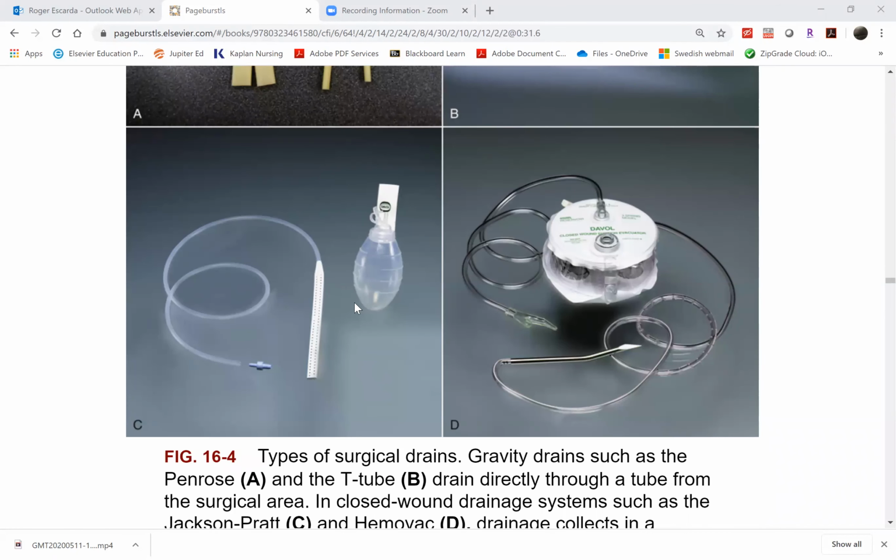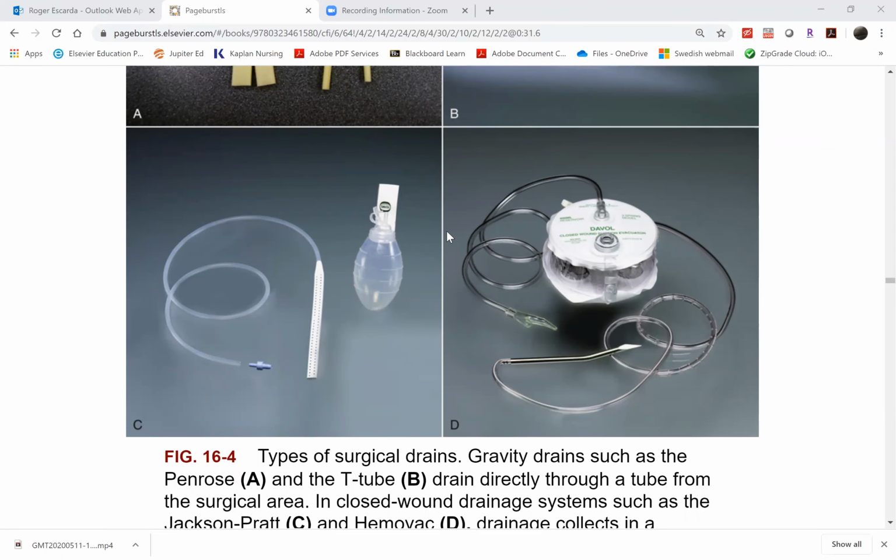The JP has a suction, not active suction. It has passive suction, or the proper term is self-suction. So you compress the bulb before you close the top, and it will apply some suction to the surgical site. That way it will facilitate the drainage of the fluid.